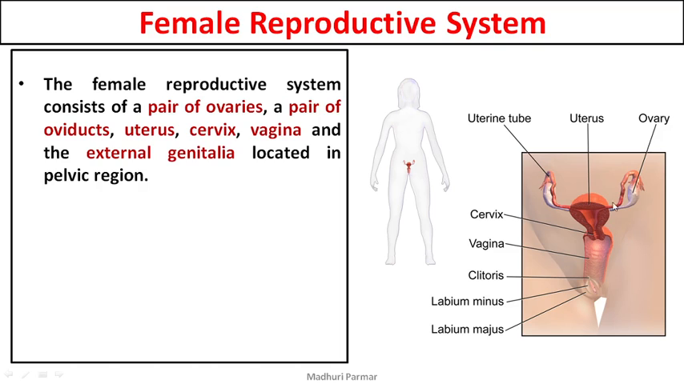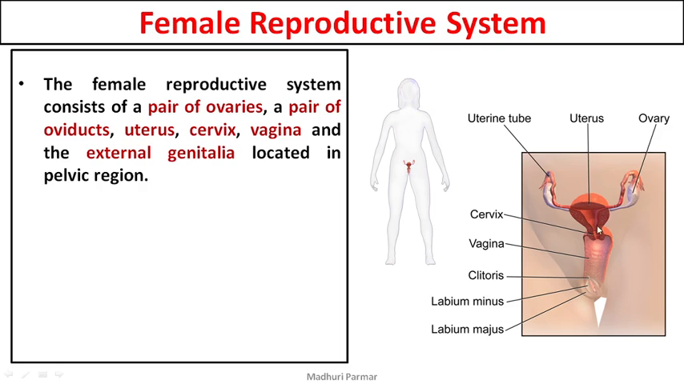These oviducts open into this muscular pear-shaped structure. If you look at it clearly, it looks like an inverted pear, if you consider the outermost boundary. So this pear-shaped structure is known as uterus. Uterus is also known as womb, because this is where the child grows.